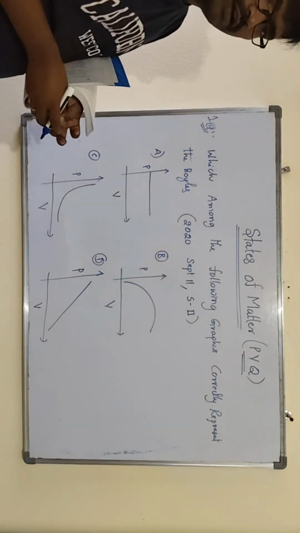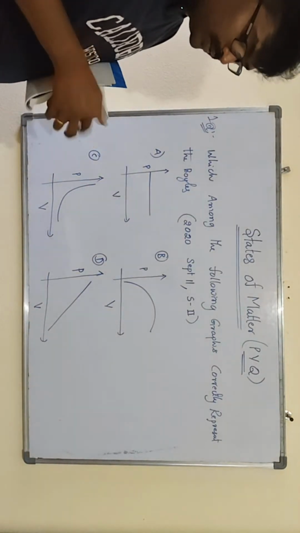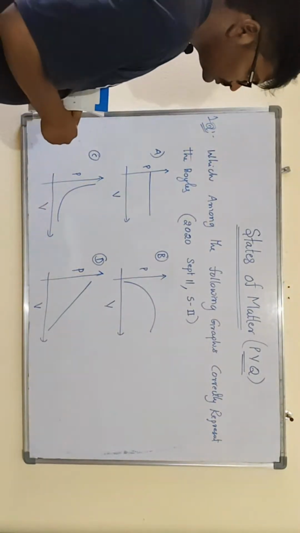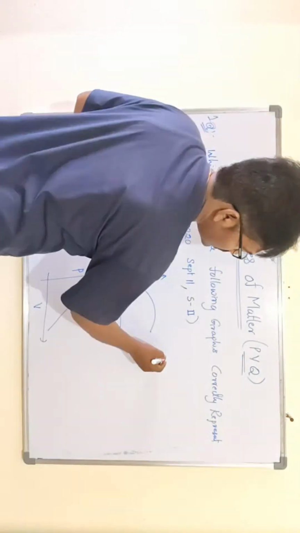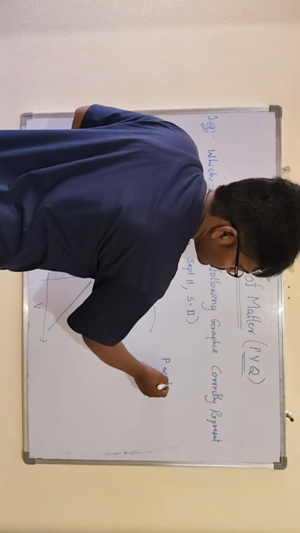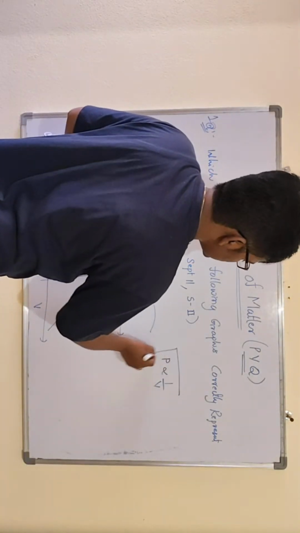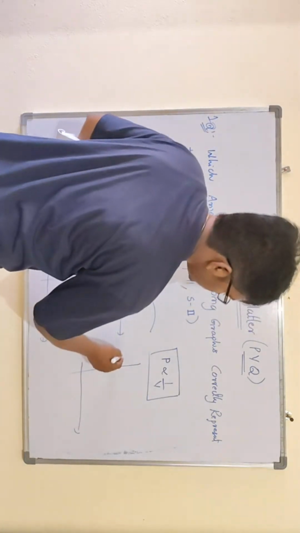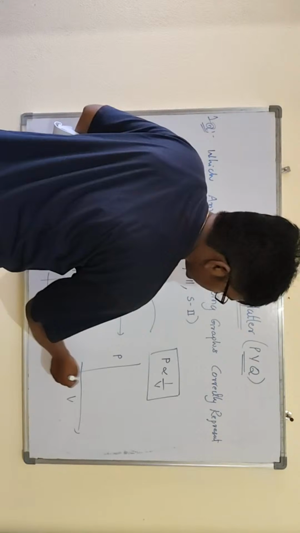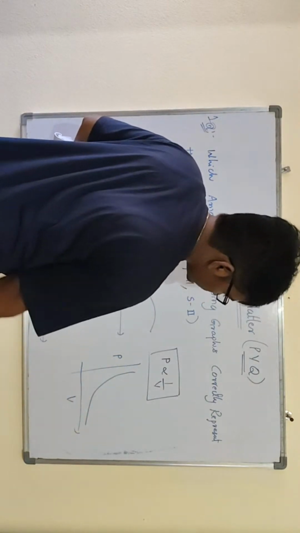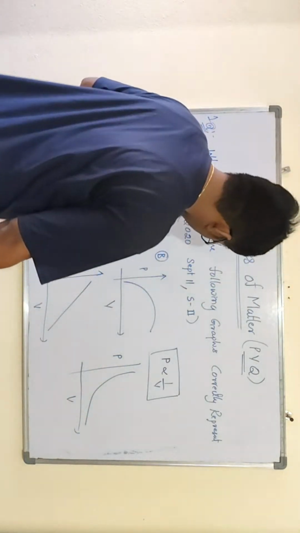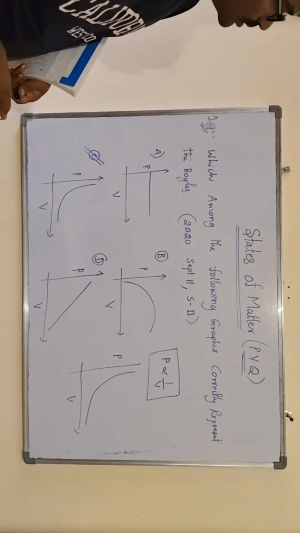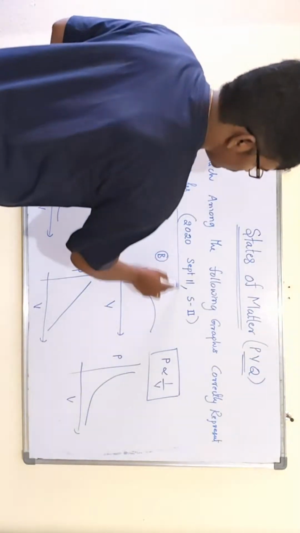Actually, all these graphs we are discussing, based on Boyle's law. Boyle's law is what? Pressure is inversely proportional to volume, or volume is inversely proportional to pressure. So if you plot pressure against volume, you get a curve like this. This we call isothermal. So this is the answer for this. Note this question, it is very important based on Boyle's law.